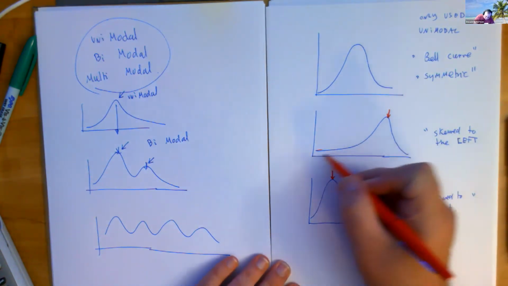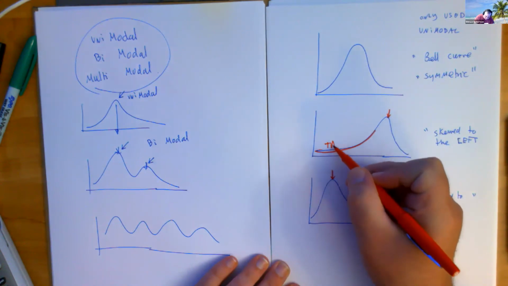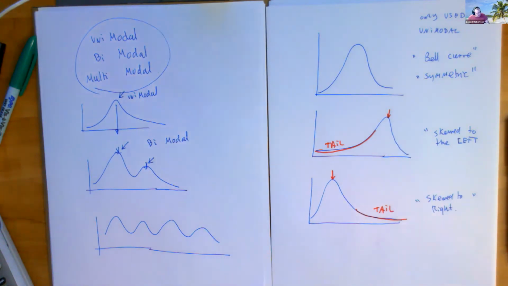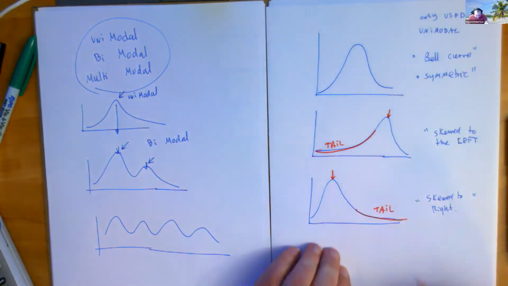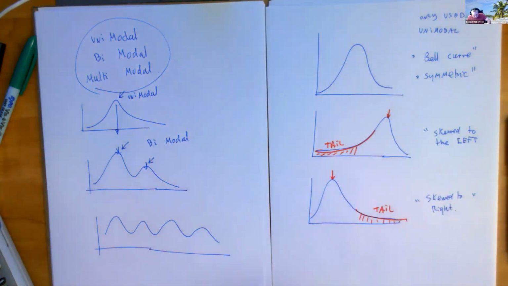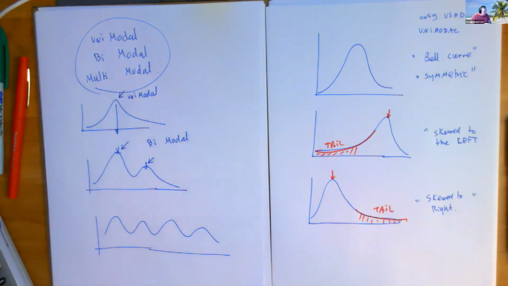See this piece of the curve that drifts off this side here? This is called the tail. You're skewed to the right if it tails off to the right, and you're skewed to the left when it tails off to the left. You just have to get used to that's how we name these things. So skewed to the right, skewed to the left, symmetric. So we now have another term that we can use to describe a histogram.